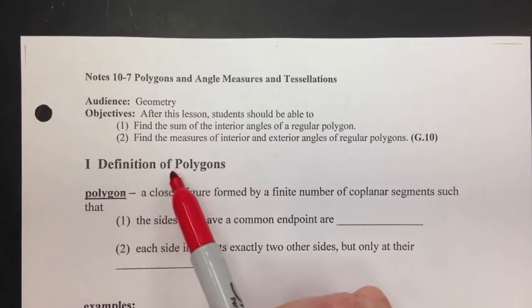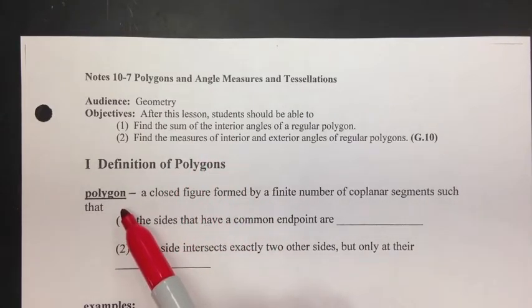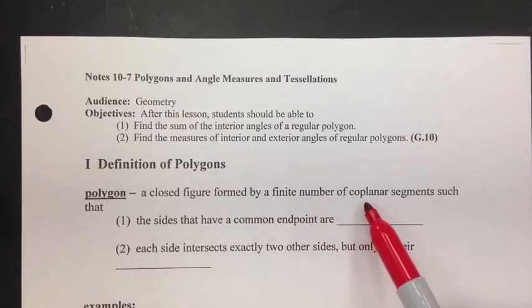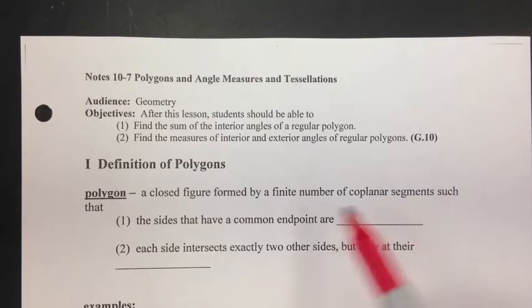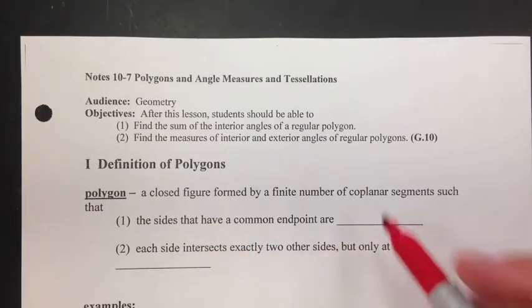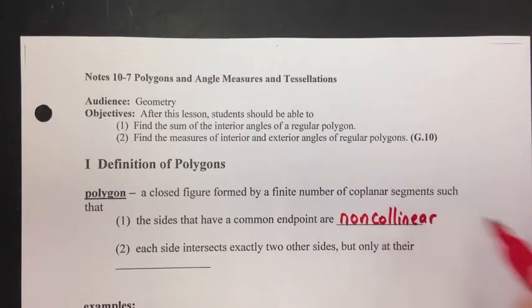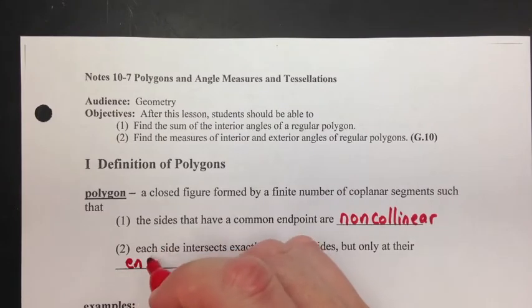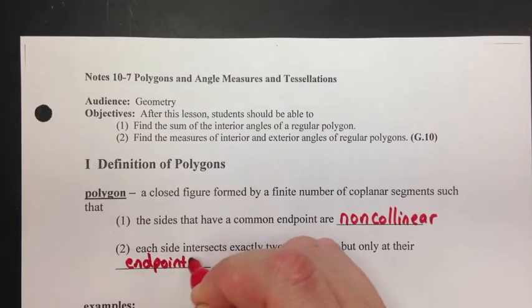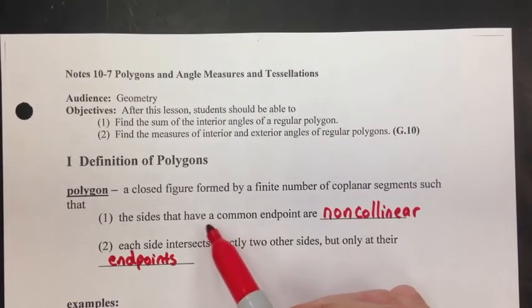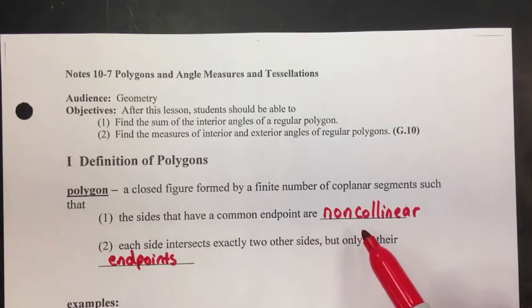All right, so let's start with definitions of polygons. The official definition of a polygon is a closed figure formed by a finite number of coplanar segments such that the sides that have a common endpoint are non-collinear. We're going to draw this in a second, so just write this down. Each side intersects exactly two other sides, but only at their endpoints. So the idea of a polygon is that the sides that have a common endpoint are non-collinear.